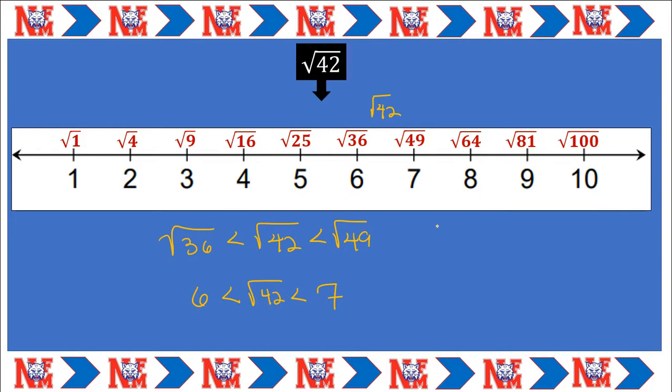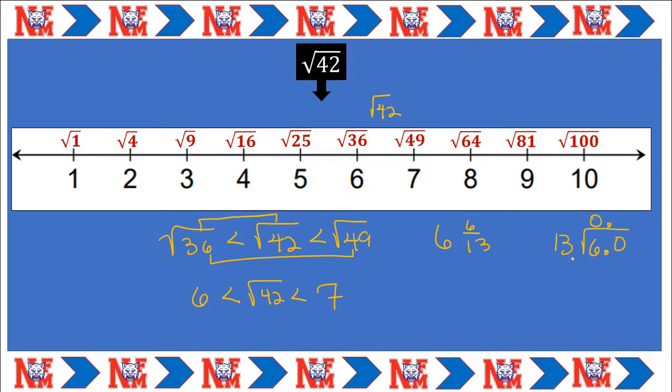So our whole number is 6. The numerator from 36 to 42 is 6. And then from 36 to 49, that's going to be 9 and then 4, so that looks like 13. And the top goes in the box, so 13 divided into 6.